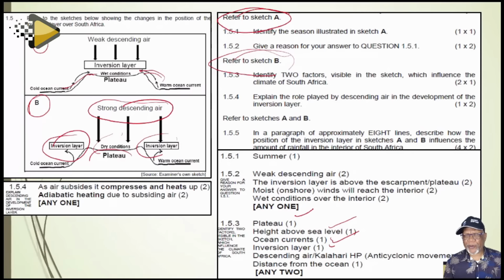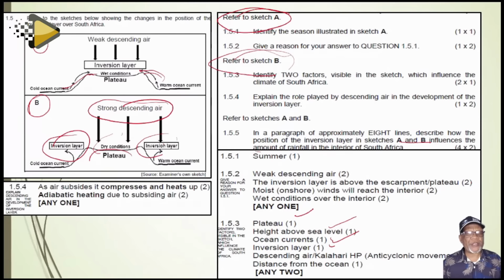In a paragraph of approximately 8 lines, these are the questions that nobody should ever leave. You should never leave these questions. They say, describe how the position of the inversion layer in sketch A and B influences the amount of rainfall. Just by looking at this, sketch A is above the escarpment, so there's going to be more moisture coming into the interior, more condensation, and more rainfall.